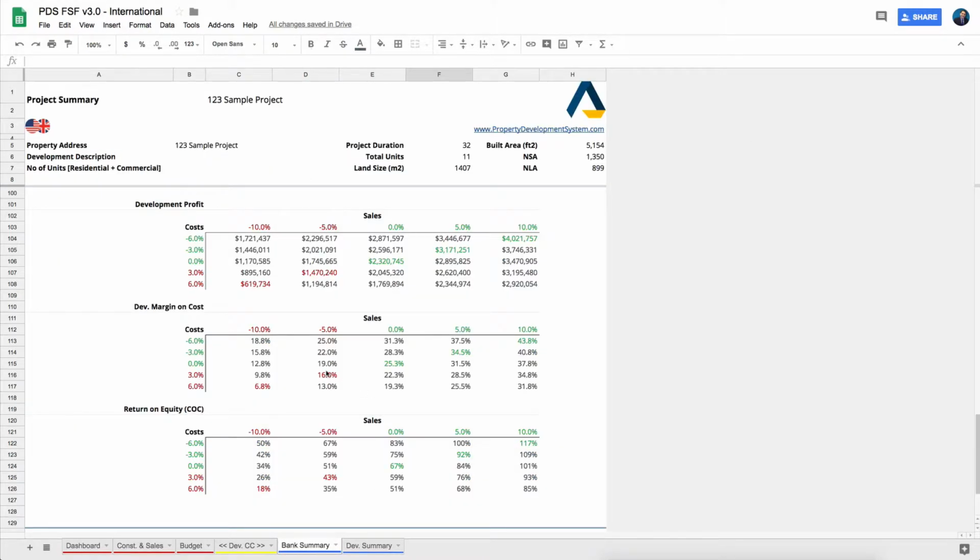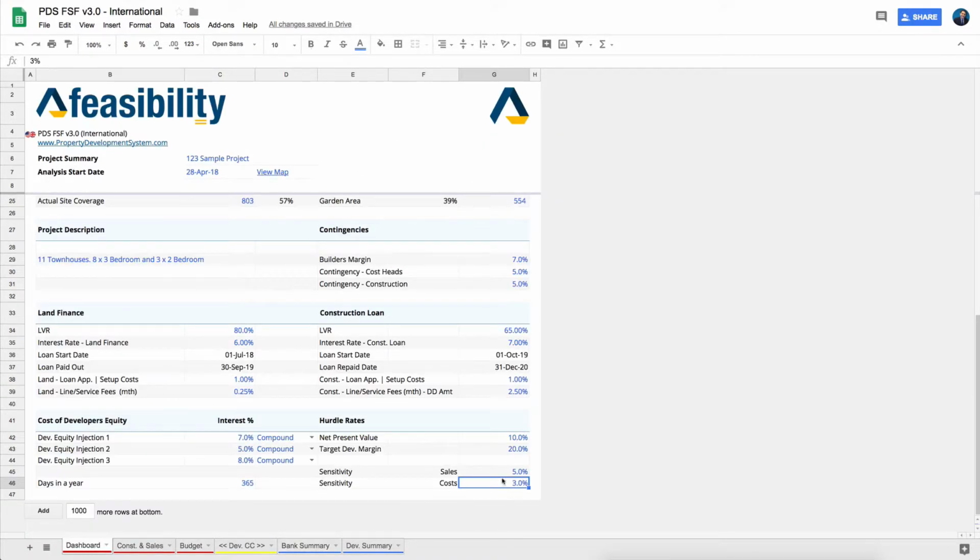In my bank summary, I have changed my costs, and they will be scaled up and scaled down in 3% increments. So that's what this is actually doing. If I change that to 3%, for example, I've got an allowance that my sales could go up by 3% in 3% increments, and they could come down in 3% increments.